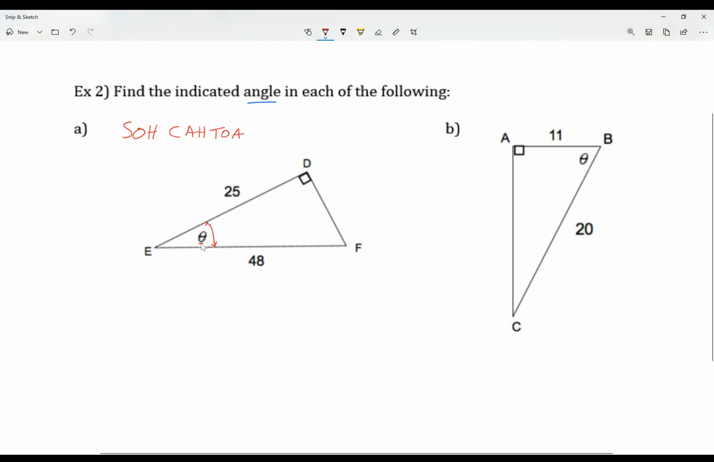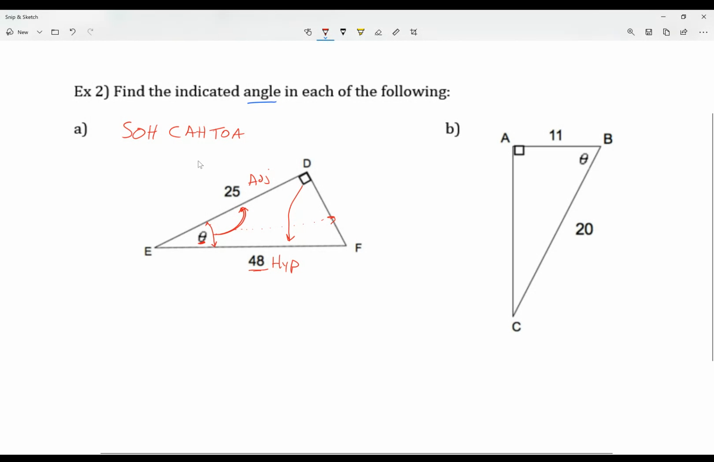So we're looking for angle E right here. We're looking for this angle. And the sides that I have, well, I have this side right there, 25. It's 25 units long. What side is that compared to my angle theta? Well, it's definitely not the hypotenuse because the hypotenuse is always across from the right angle. That's the hypotenuse. So 48 is actually my hypotenuse. This side, it's not the opposite side because the opposite side is across the triangle. So the only one left is the adjacent side.